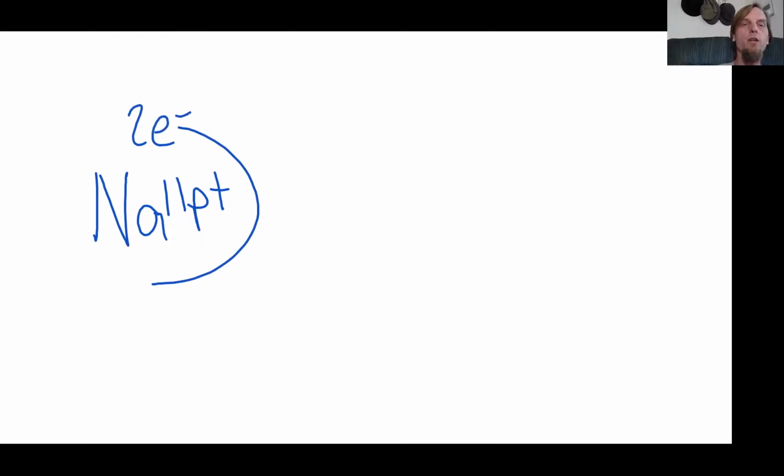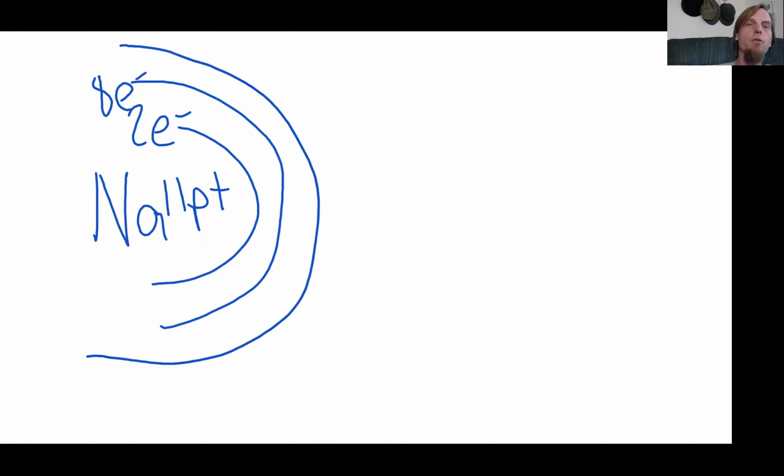Sodium has 11 protons. And so with those 11 protons, we know it has two electrons in that first energy level, and it has eight electrons here. And we know naturally it has in that third one only one electron. This is in group one.